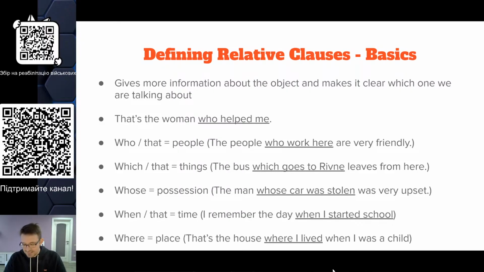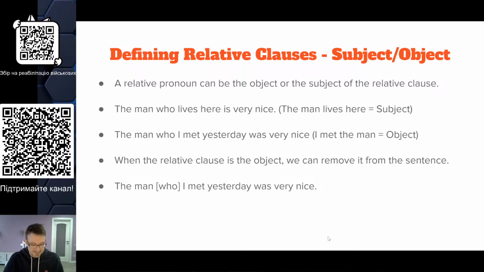So let's now move forward to our next slide with an extra little nuance that we have here, which is connected to grammatical subject and grammatical object. Now, a relative pronoun, a word like who, which, that, can be the subject or the object of the relative clause. And why this is important, we will see in a moment.